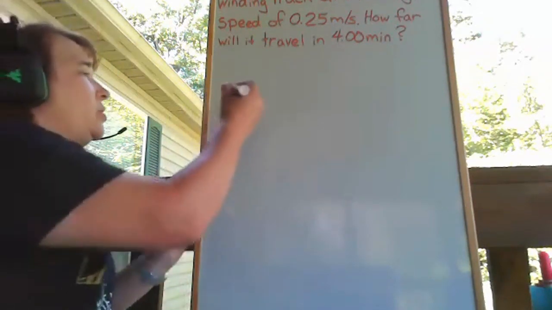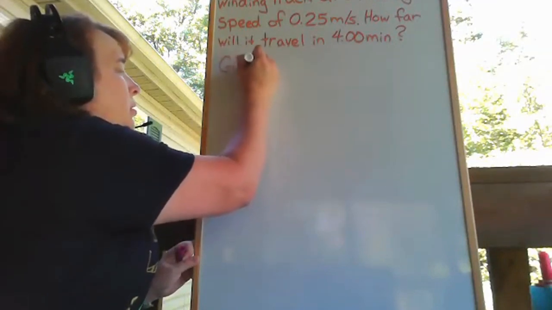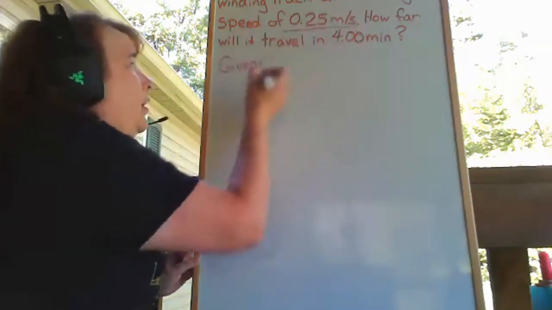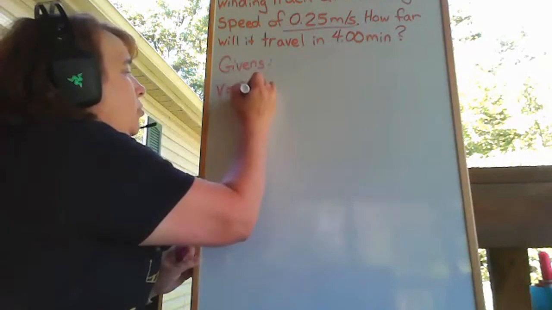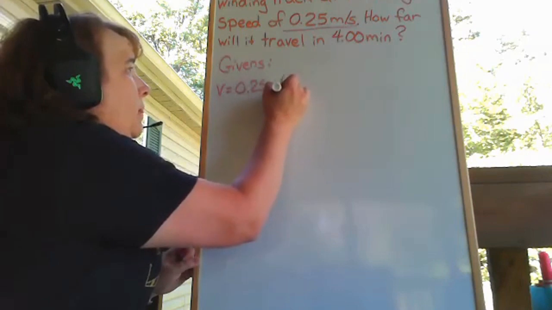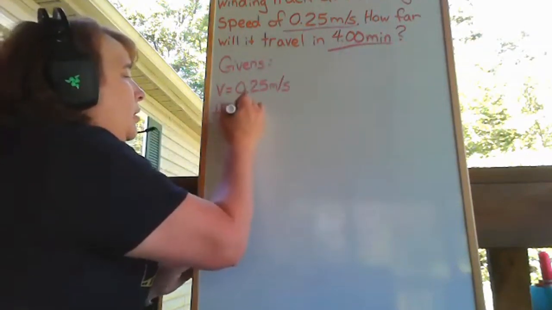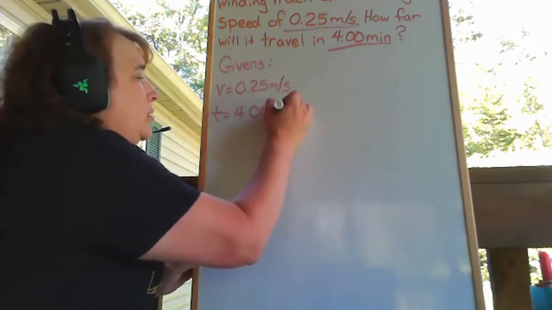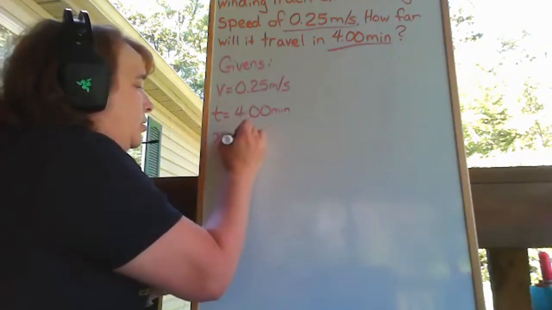All right, so let's start with our givens again. Okay, we have that, which is our speed. So v is equal to 0.25 meters per second. We have the time, t equals 4.00 minutes. And we are looking for the distance.